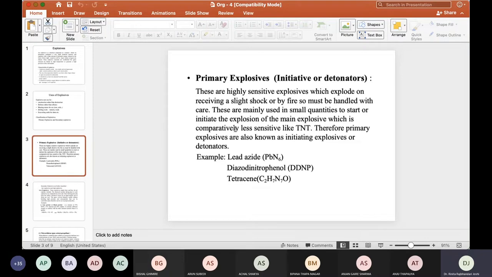What is primary explosive? Just one mark. It is a highly sensitive explosive which explodes on receiving slight detonation or by fire. So it has to be handled with care, and it is used to initiate the explosion of the stable explosive. And a good example is here.